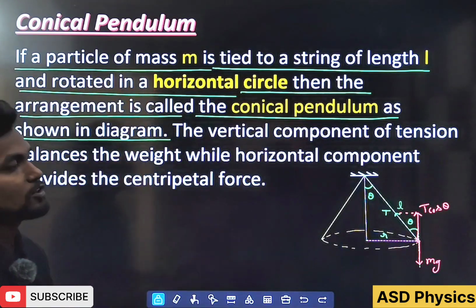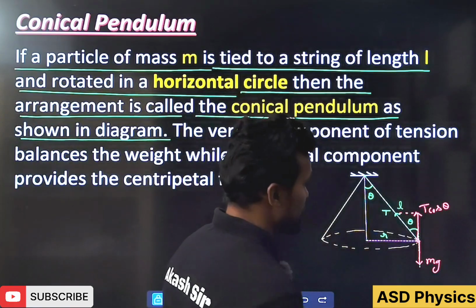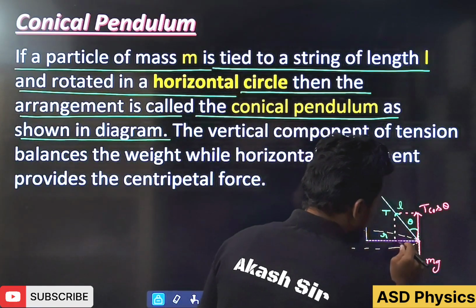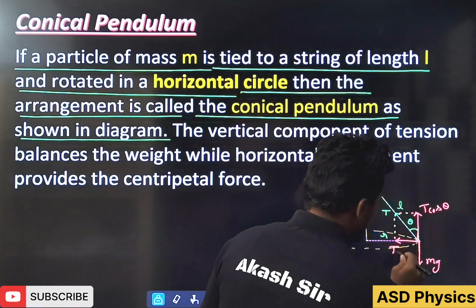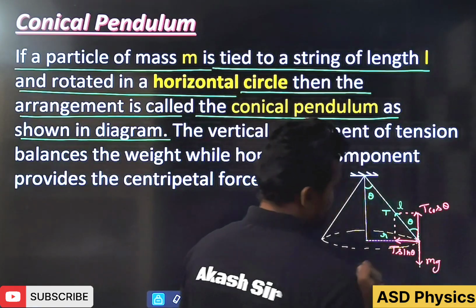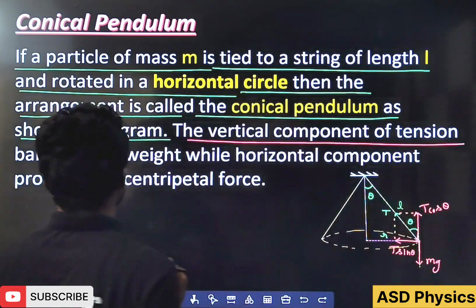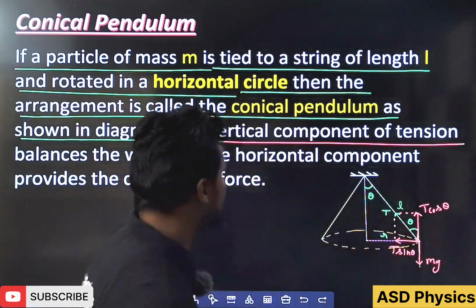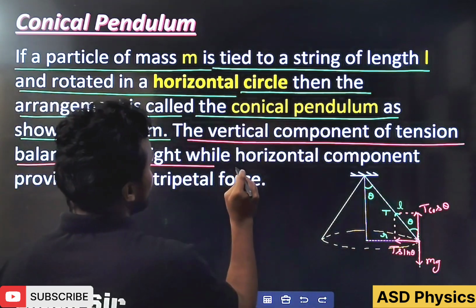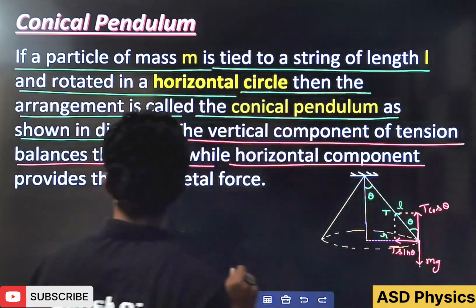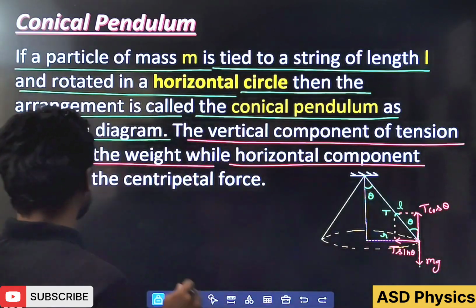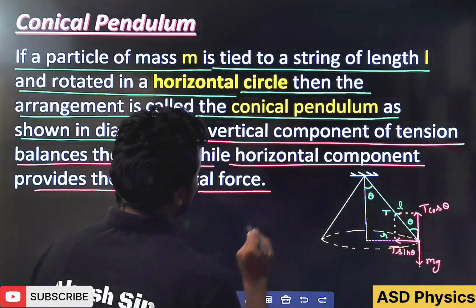Because we can see the particle of mass m. So weight downward. And what will happen here? By the resolution of the vector, this side will be T sin theta. So let's see here. The vertical component of the tension, that means T cos theta, balances the weight, while the horizontal component, that means T sin theta, provides the centripetal force.